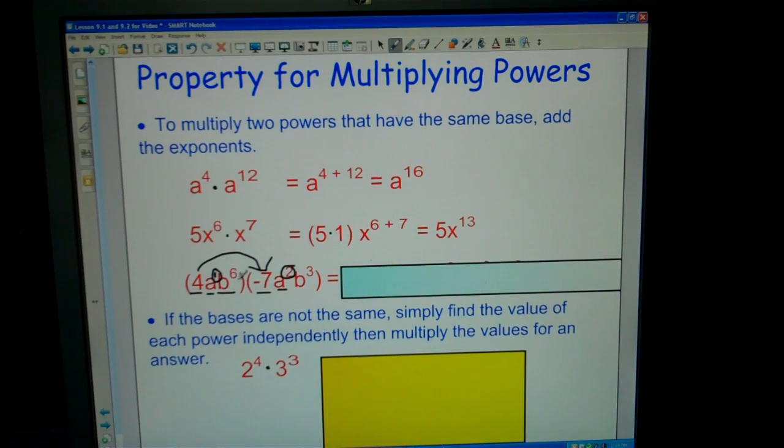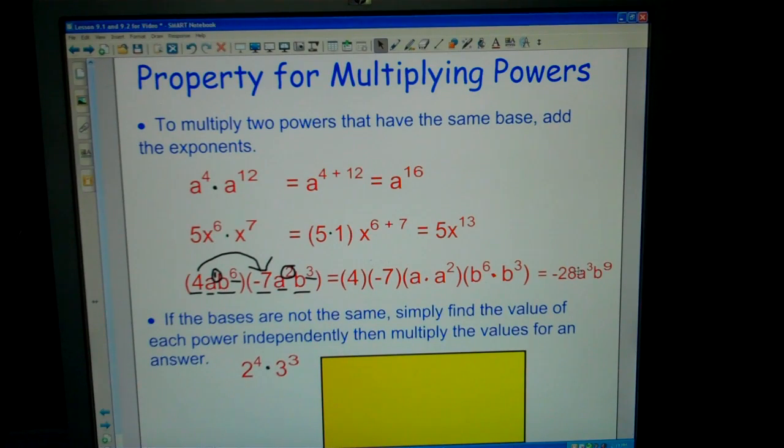And then we have our b's, okay? B to the 6th and b to the 3rd. What do we do with the exponents? You add them, okay? All right, write it all out, nice and neat. Whew. Over here's the final answer. Let me make that bigger so you can see it.